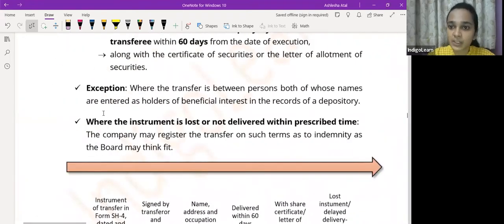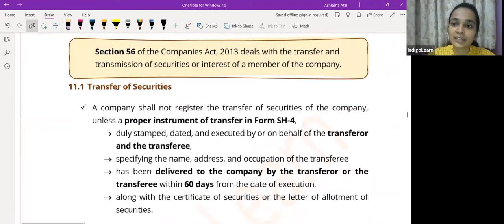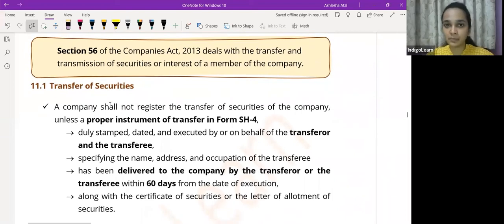So let's now have a look at section 56. उसके बाद में हम ट्रांसमिशन की बात करेंगे, and then we'll go to DMAT form. Sorry, I'm not well, so sorry for my voice.